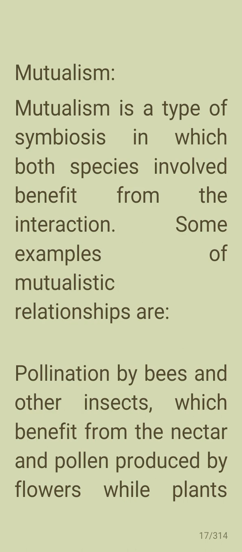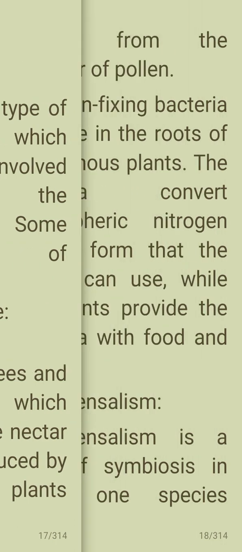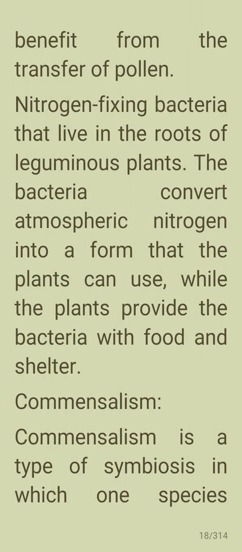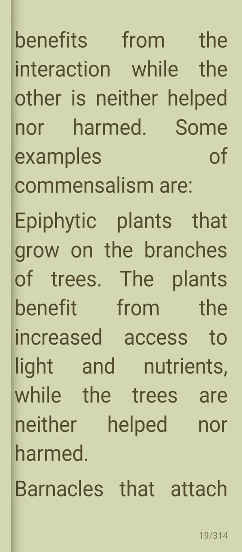Some examples of mutualistic relationships are pollination by bees and other insects, which benefit from the nectar and pollen produced by flowers, while plants benefit from the transfer of pollen. Another example is nitrogen-fixing bacteria that live in the roots of leguminous plants. The bacteria convert atmospheric nitrogen into a form that plants can use, while the plants provide the bacteria with food and shelter.